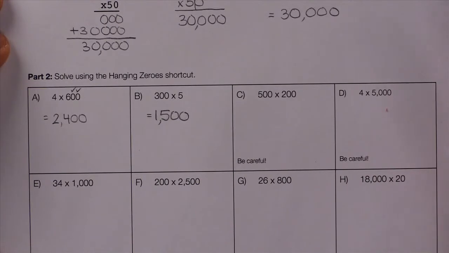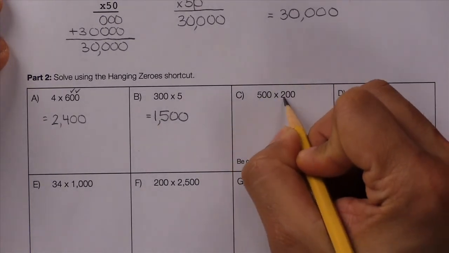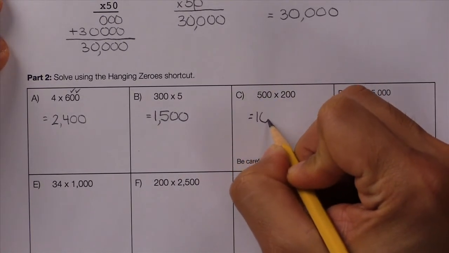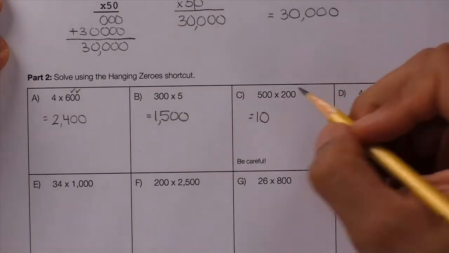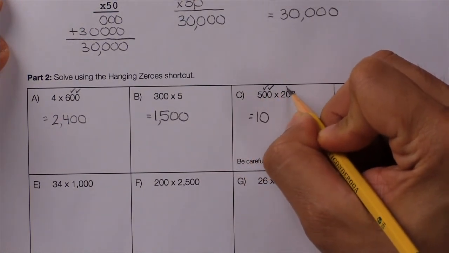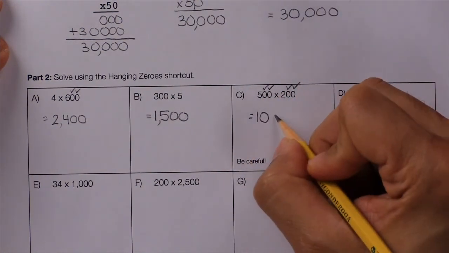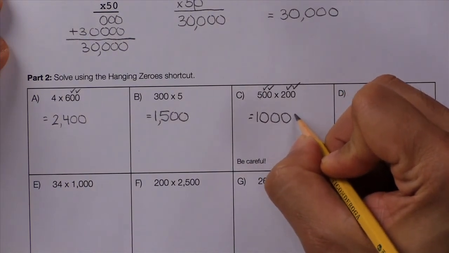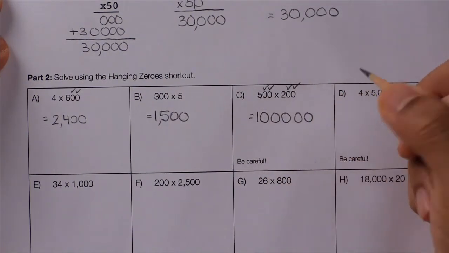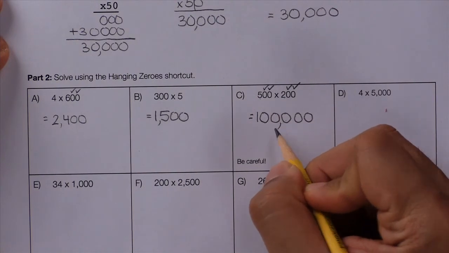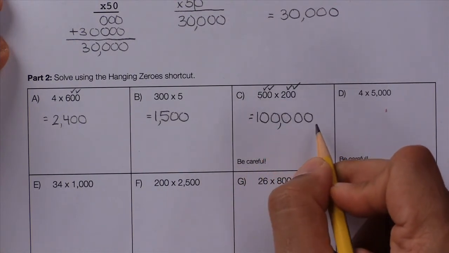Let's do box C and be careful with this problem. We'll do 5 times 2, which is 10. And how many hanging zeros do we have? 1, 2, 3, 4. So here are 1, 2, 3, 4 hanging zeros. Write your comma, and our answer is 100,000.